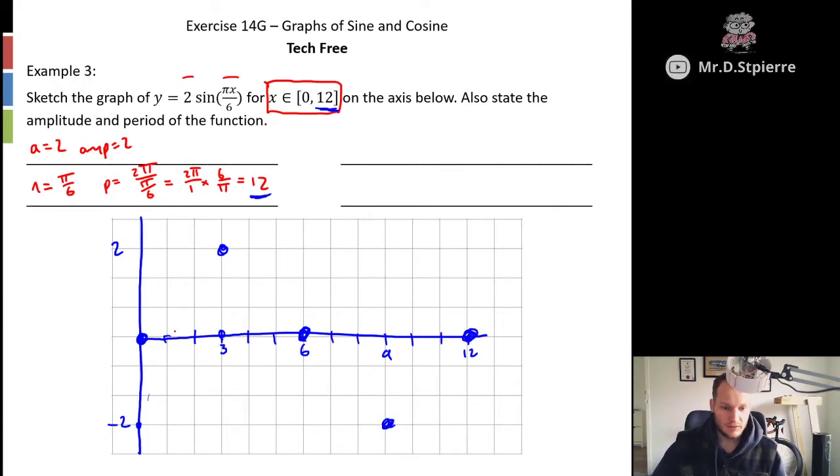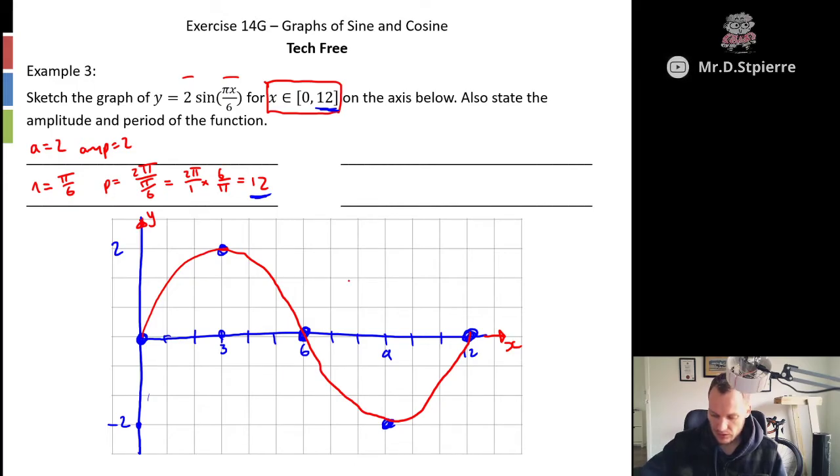Okay, so we have all our points. So it goes down and around. And that is x, and that is y. And that's our graph done.